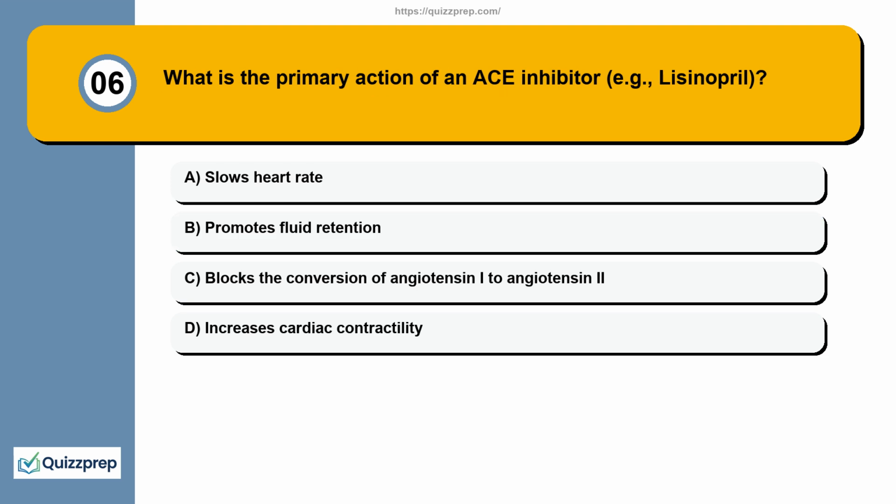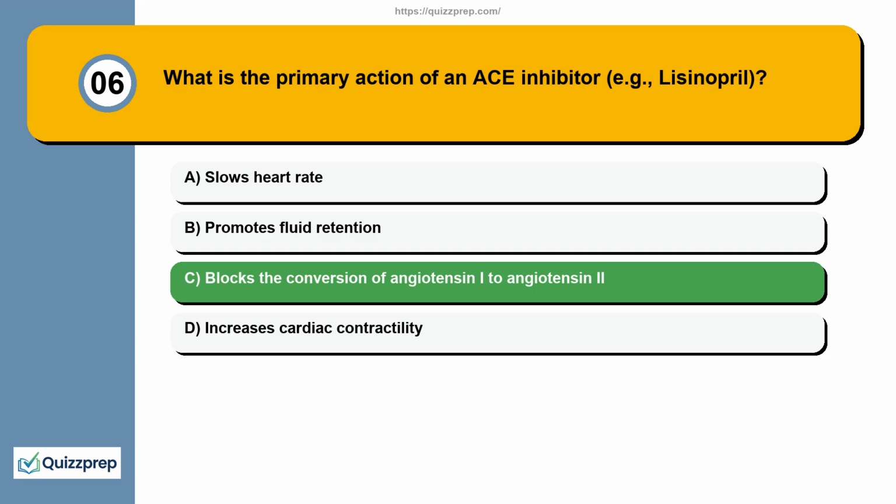Question 6. What is the primary action of an ACE inhibitor, for example, lisinopril? Here are your options. Option A. Slows heart rate. Option B. Promotes fluid retention. Option C. Blocks the conversion of angiotensin I to angiotensin II. Option D. Increases cardiac contractility.